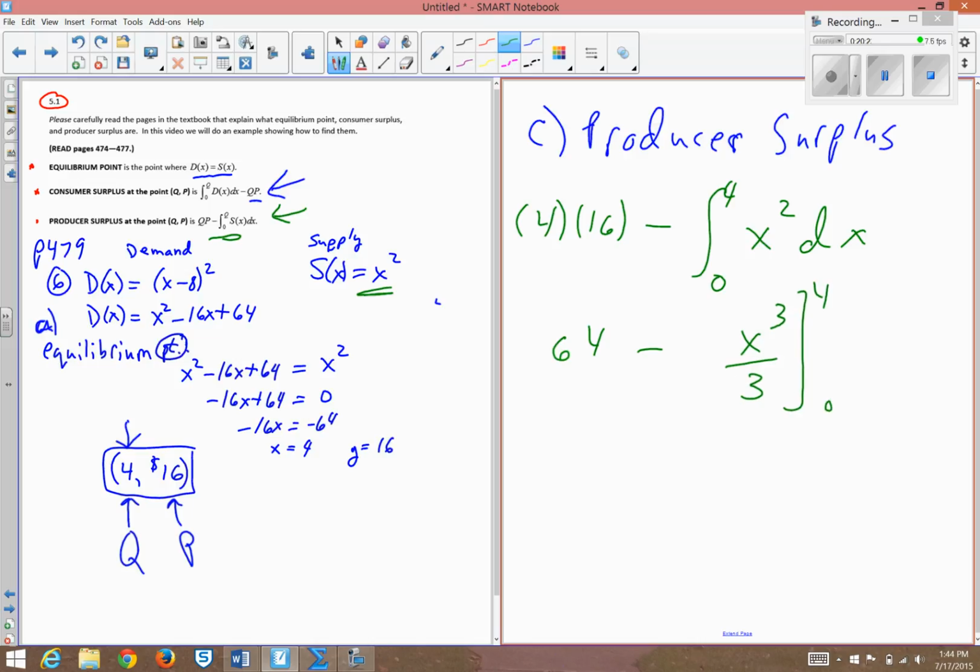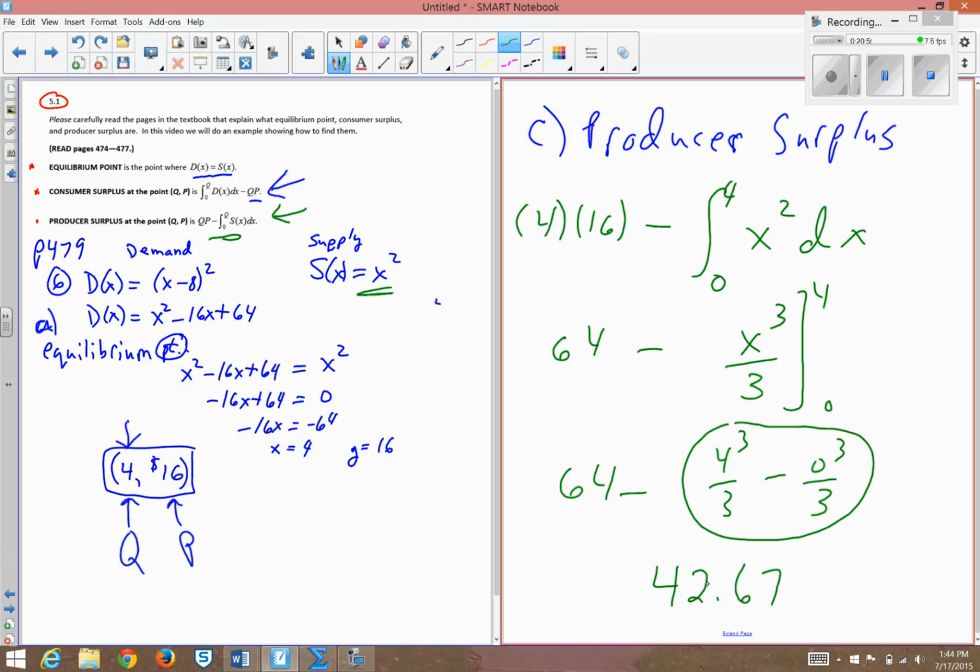The part with the bracket means, I'm going to ignore the 64 and the minus for a minute. The bracket means 4 to the third over 3 minus 0 to the third over 3. And that 64 minus means 64 minus whatever we get here. So we can get this answer and then 64 minus it. So do all this calculation in your calculator, and it comes out to be $42.67. That amount is called the producer surplus.